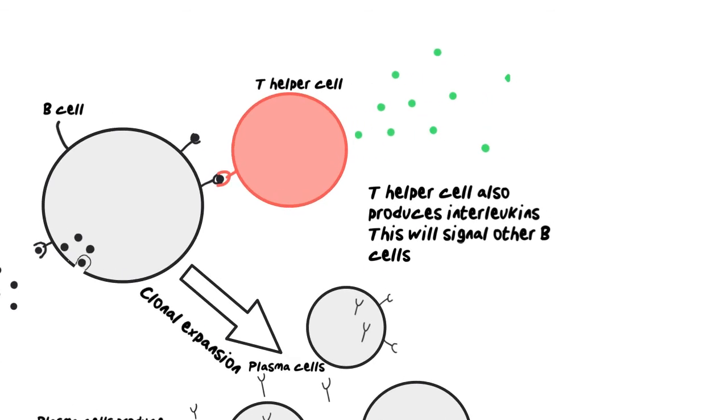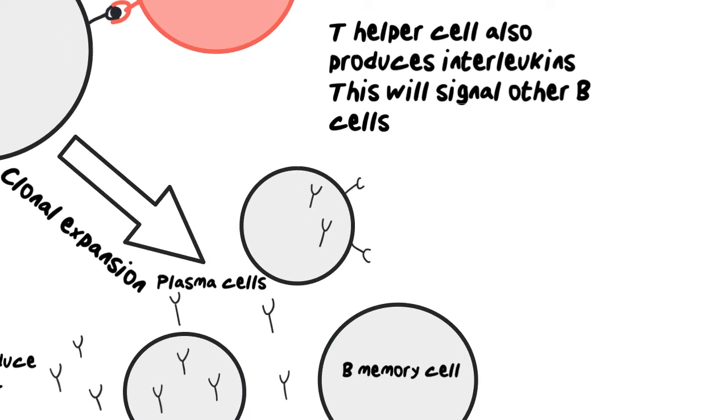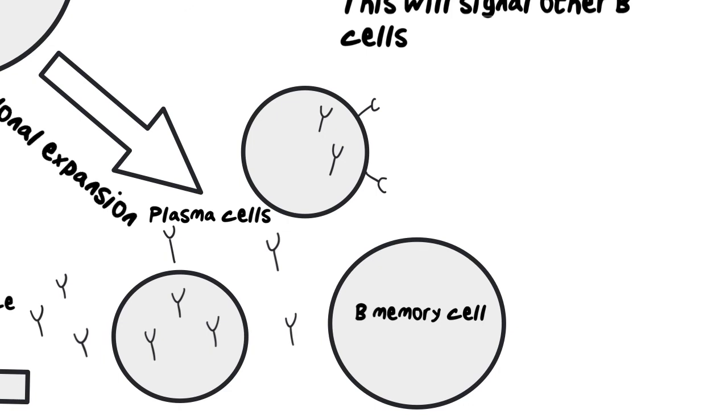The T helper cells also produce interleukins, which we discussed in the beginning as being a type of cytokine. These interleukins will signal to other B cells which will come into the area. One final thing is that some of the B cells will hang around in your body, and they'll be remaining as B memory cells. So this forms part of your immunological memory. If you get reinfected at a later date, then these B memory cells will quickly go through clonal expansion, and they will produce a load of plasma cells really quickly, and you deal with the infection really, really quickly. This is being immune. This is immunity.